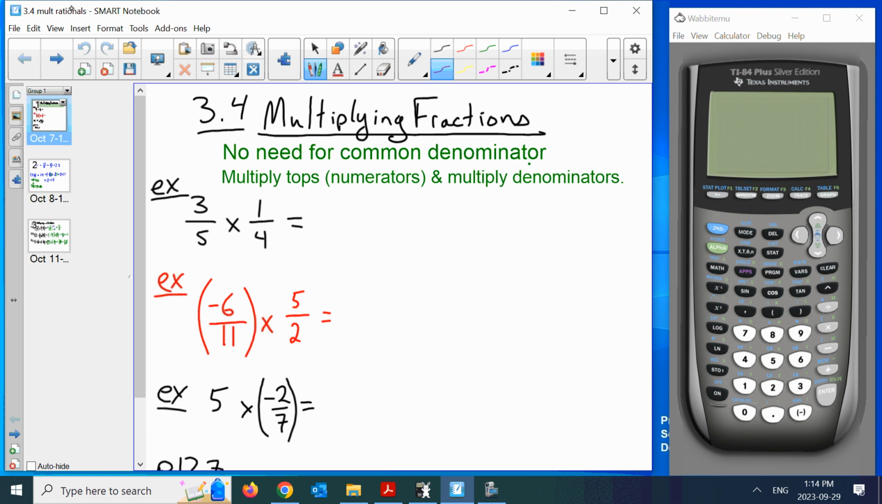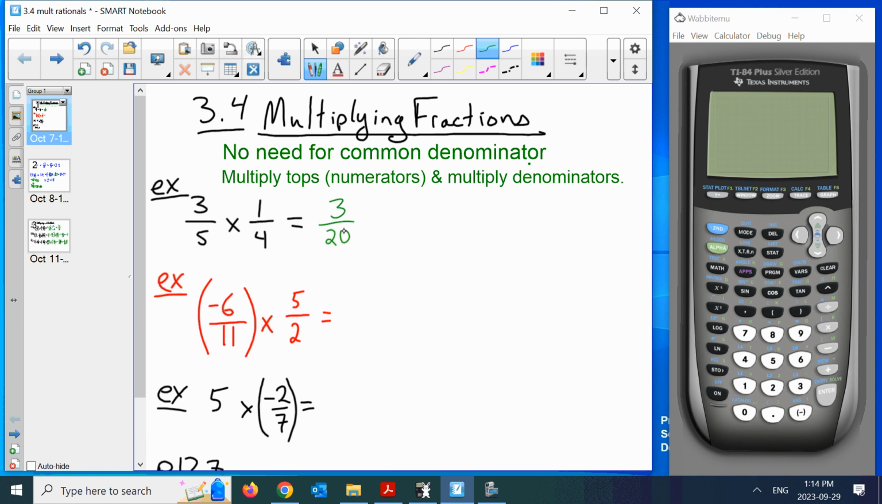So it's this simple. And I wouldn't have been surprised if you did them as you wrote them down. 3 times 1 is 3. 5 times 4 is 20. Is there anything in common with the top and the bottom there? No. Nothing. 3 doesn't divide into 20. Okay, it works with negatives too, rationals.